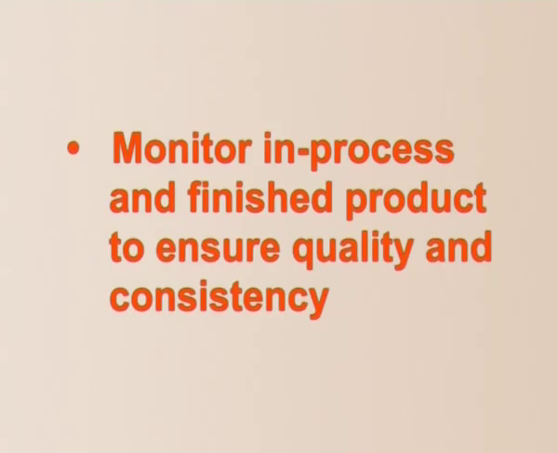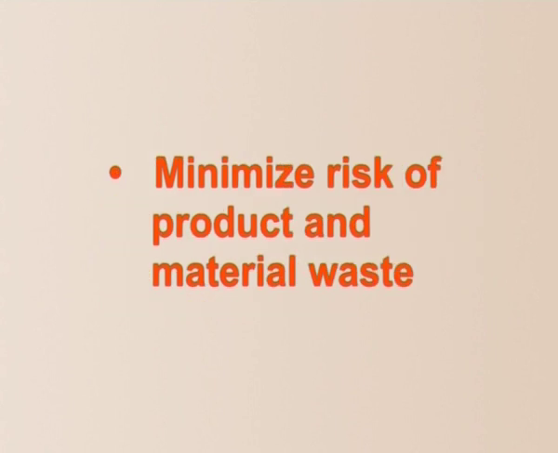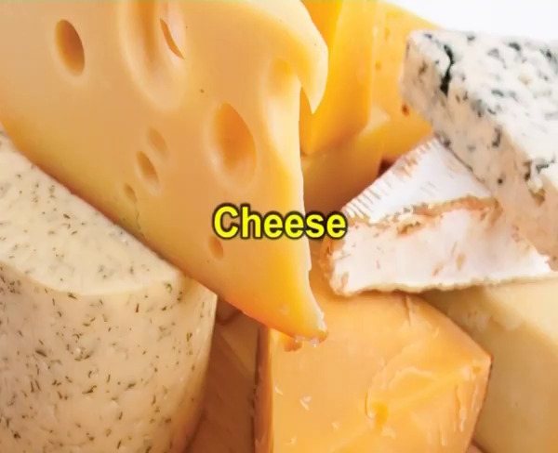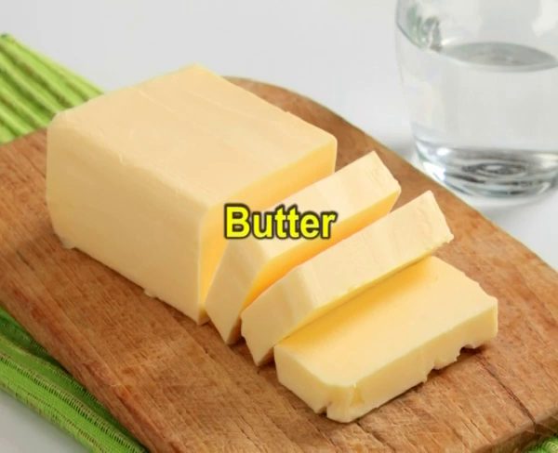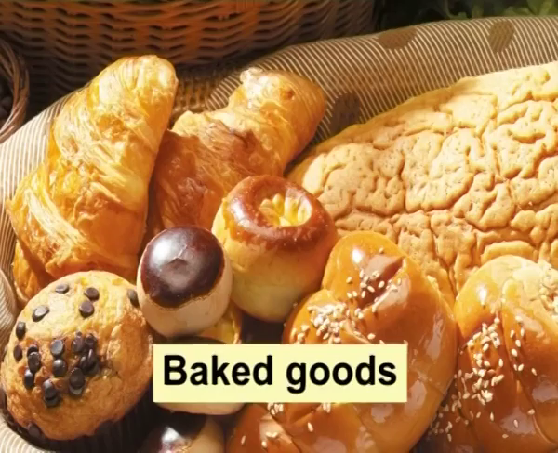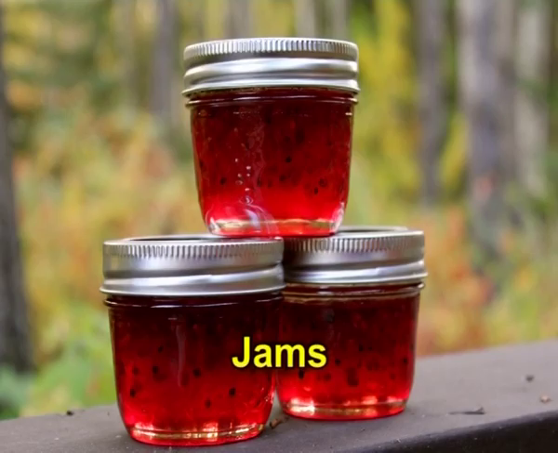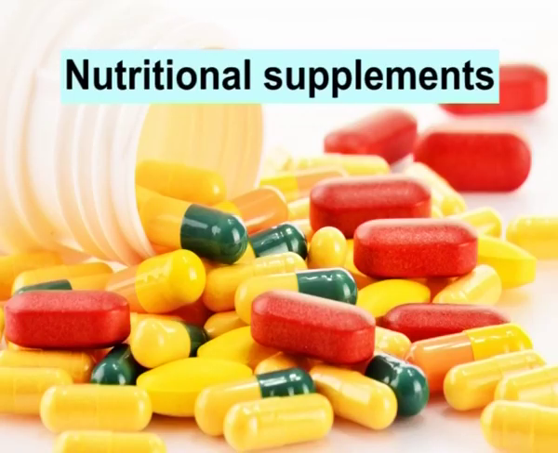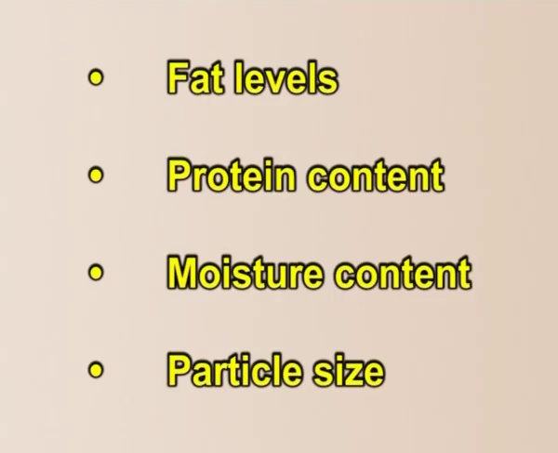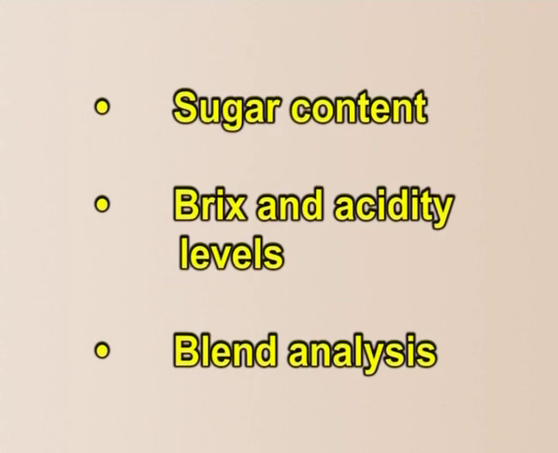Monitor in-process and finished products to ensure quality and consistency. Minimize the risk of product and material waste. Visible NIR spectroscopy has been successfully used in the production of cheese, eggs, milk, butter, beer, wine, fruit juices, baked goods, cereals, jams and jellies, nutritional supplements, fish and more. Some of the more common applications include fat level, protein content, moisture content, particle size, sugar content, Brix and acidity levels, and blend analysis.